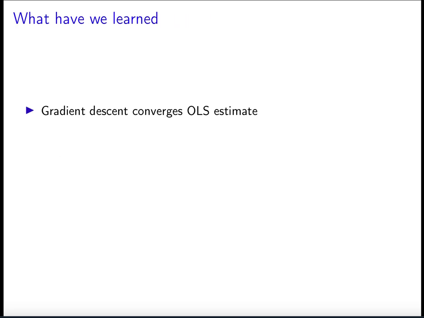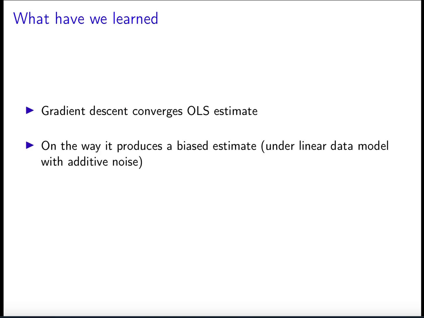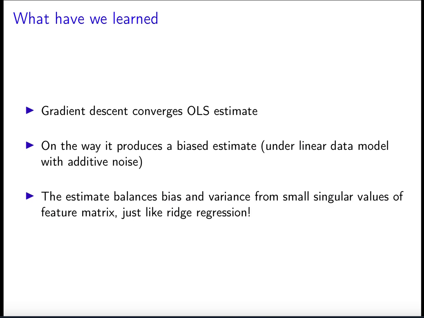Okay, so what have we learned today? We have learned that gradient descent applied to the least squares cost function converges exactly to the ordinary least squares estimator. On the way, if we stop it beforehand, it produces a biased estimate if you analyze it under a linear data model with additive noise. But that's not necessarily a bad thing, because this estimate balances bias and variance, and in particular the variance that comes from the small singular values of the feature matrix, because it doesn't have time to essentially fit the noise in that direction.